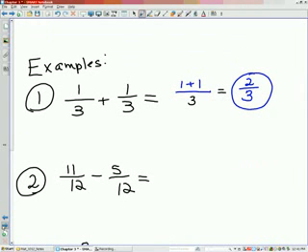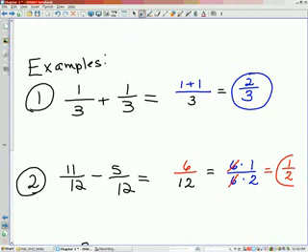Look at number 2. We have a subtraction problem that is very similar. 11/12 minus 5/12. 11 minus 5 is 6. And of course, we keep our denominator of 12. Now, 6/12 is actually a fraction that will reduce. I see that 6 goes into both of these. 6 times 1 is 6. 6 times 2 is 12. And then you can cancel those 6's, and the reduced fraction will be 1/2.